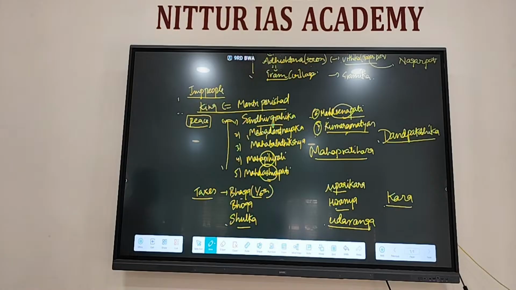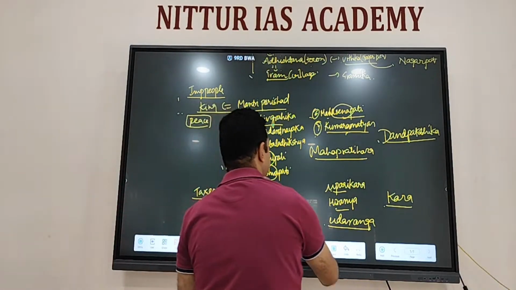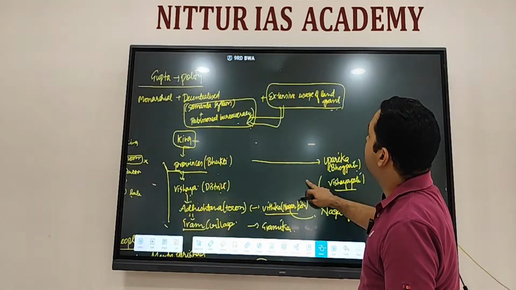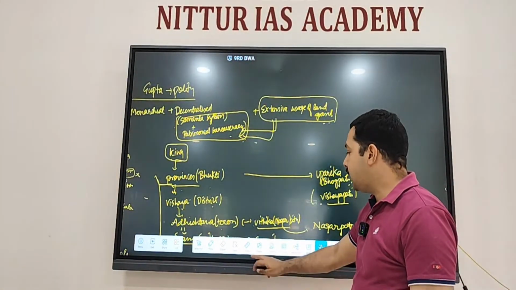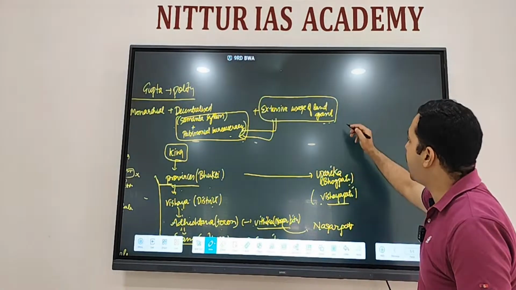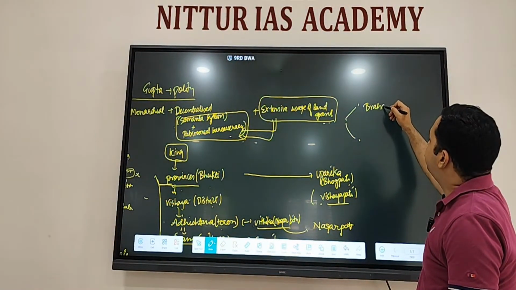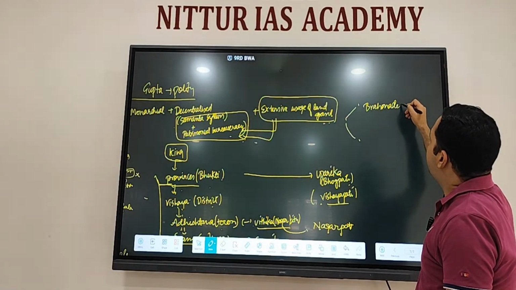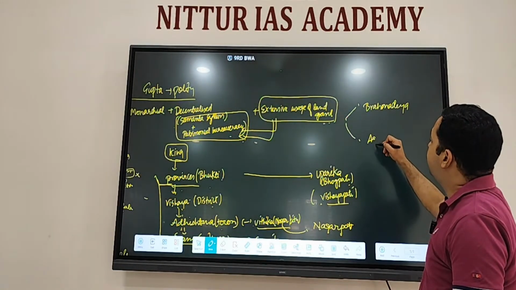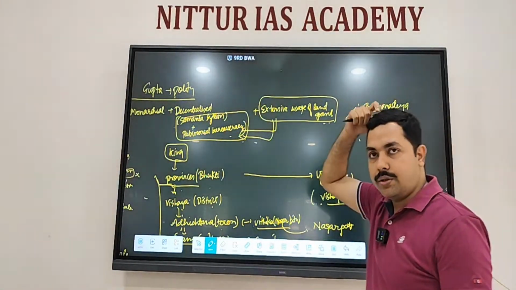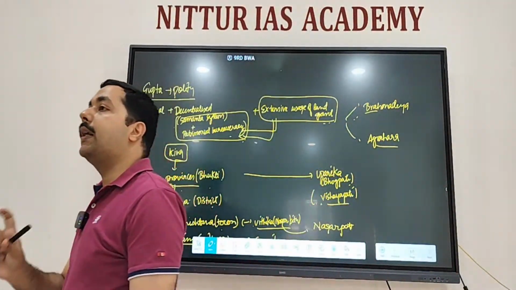And the third feature of administration, what we have written, is the extensive use of which grant? Land grant. Two types of land grant are mentioned: Brahmadeya and Agrahara grant. Two types of grants are mentioned, Brahmadeya grant and Agrahara grant.